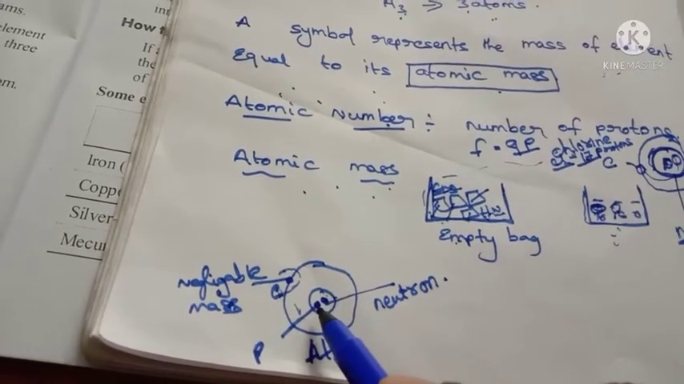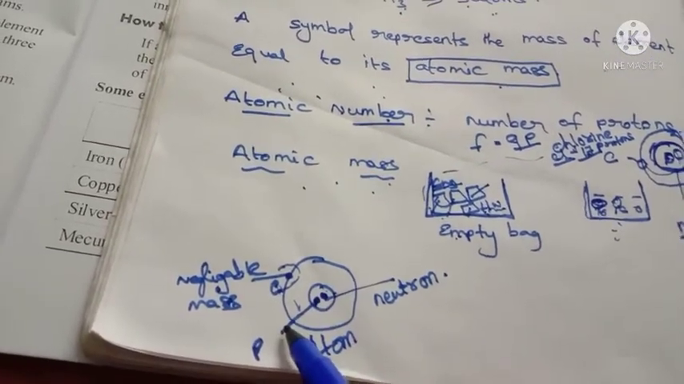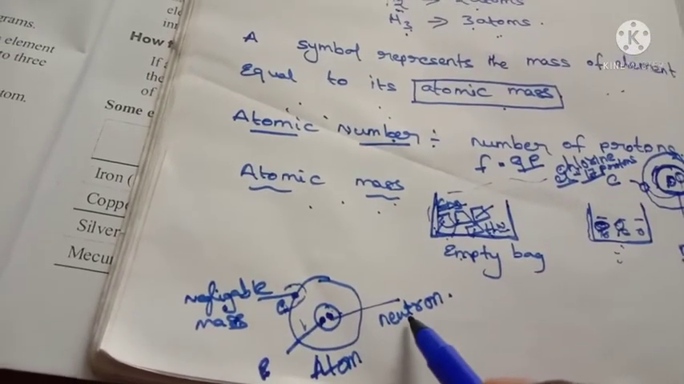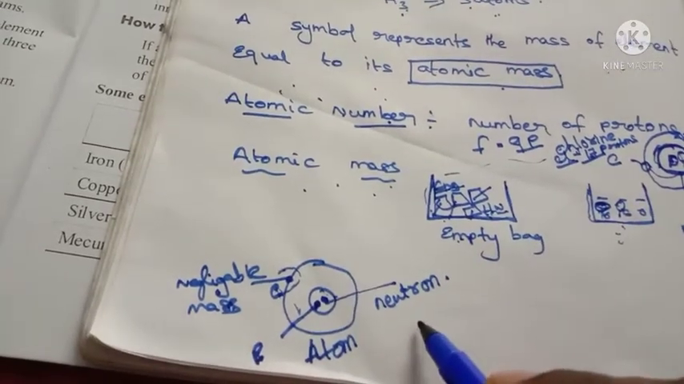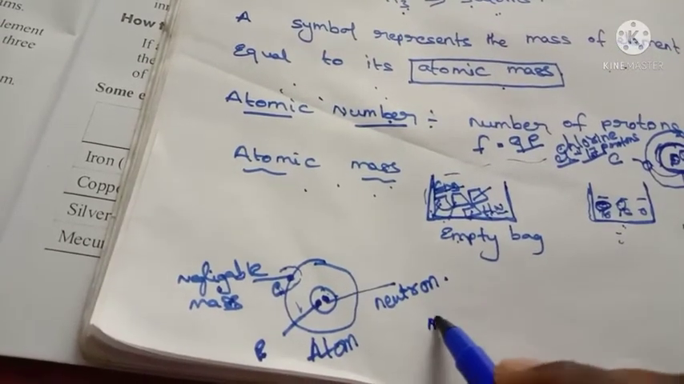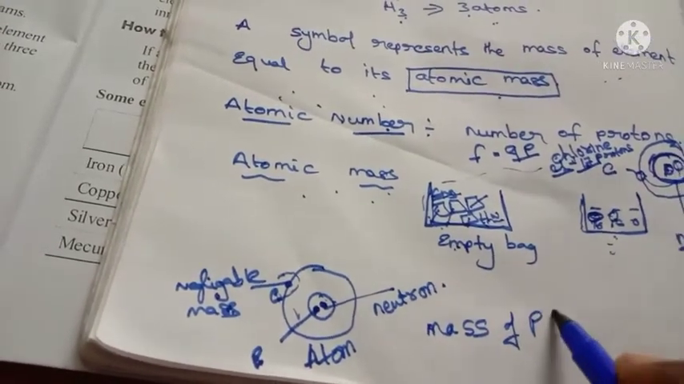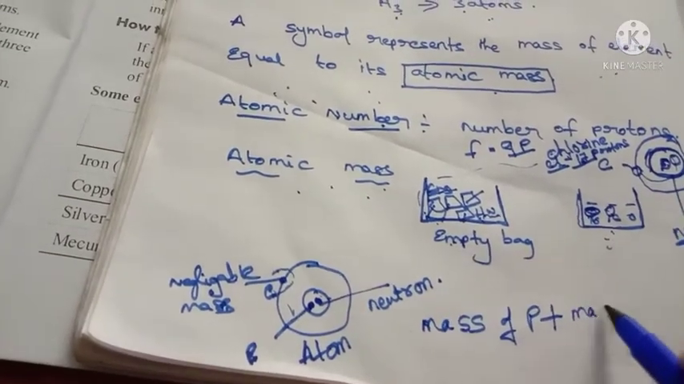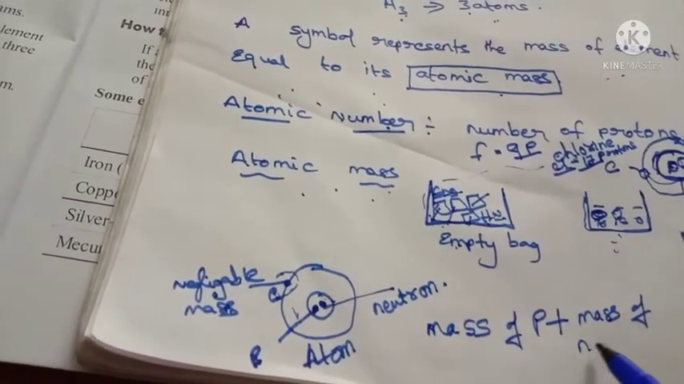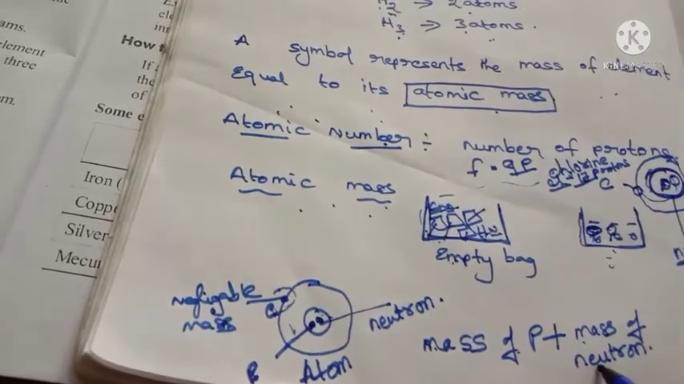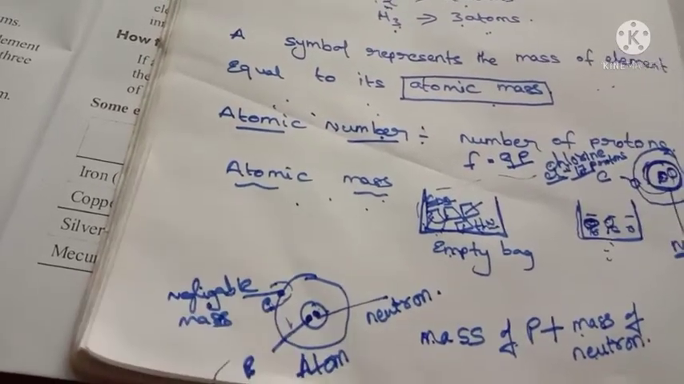Okay, now see here, my dear children. Now what is the atomic mass? That means proton mass you are considering, neutron mass also considering. That means the total atomic mass is mass of proton plus mass of neutron. Okay, mass of proton plus mass of neutron, that is total number of protons plus total number of neutrons.